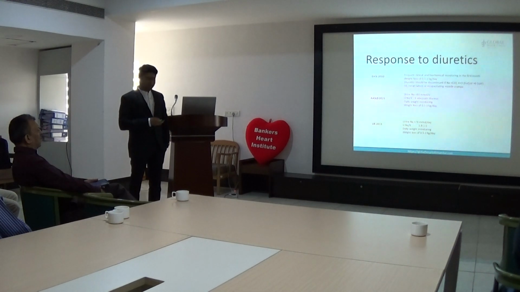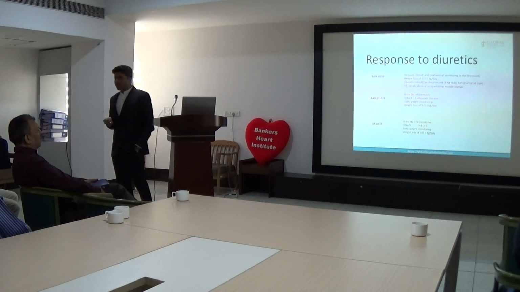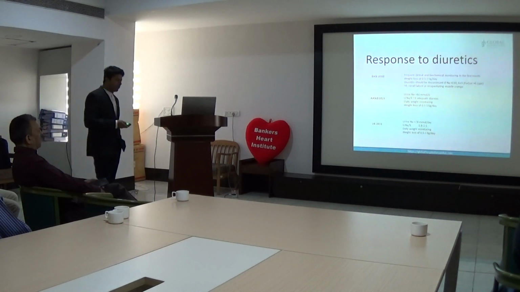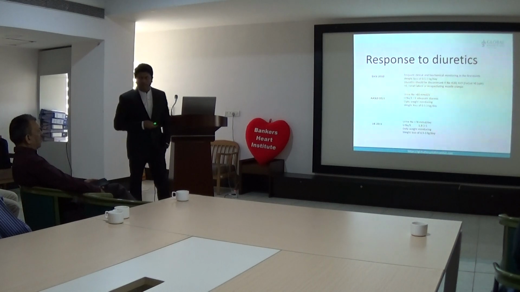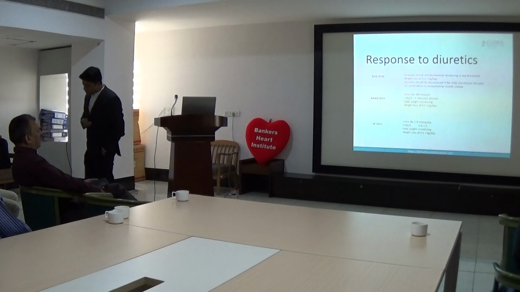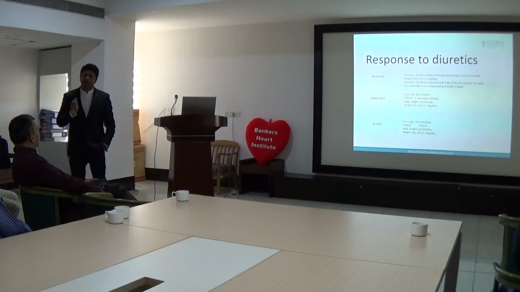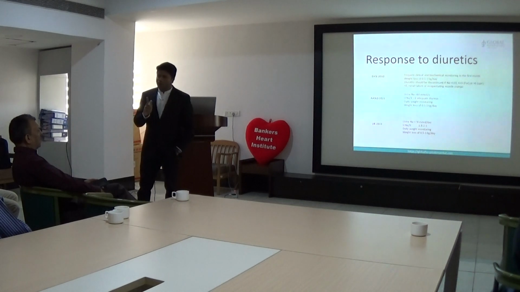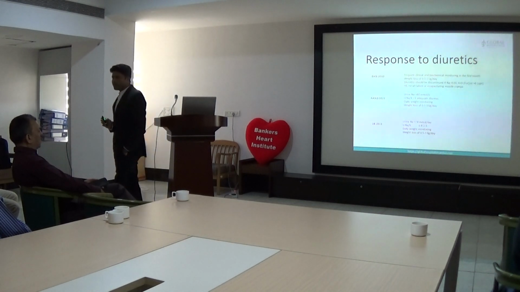Urinary sodium and urinary electrolytes we don't routinely do in our practice, but to understand that diuretics are working, urinary sodium can be done. Ideally when the urinary sodium is more than 30, it means that diuretics are working. And a urinary sodium to potassium ratio of 1 and above also means that diuretics are working.